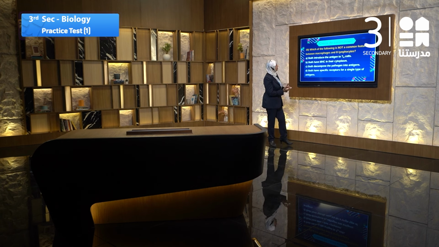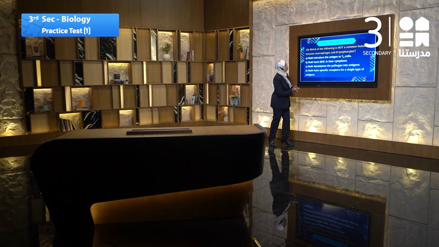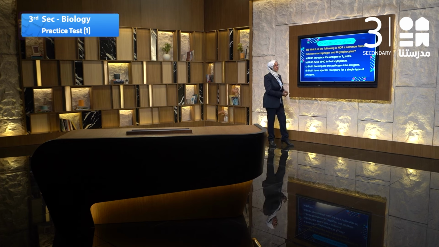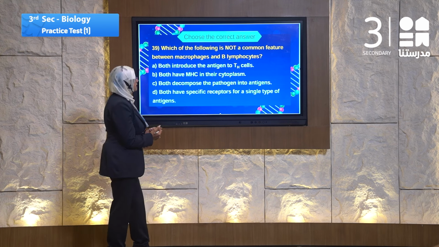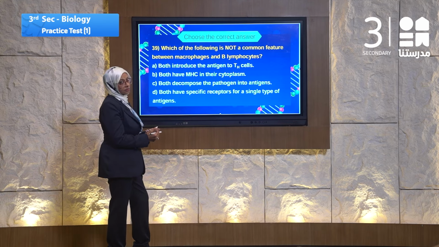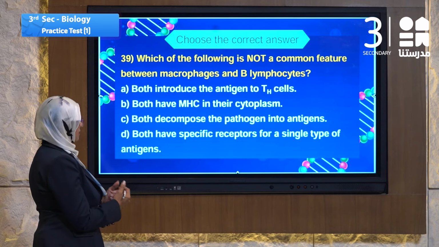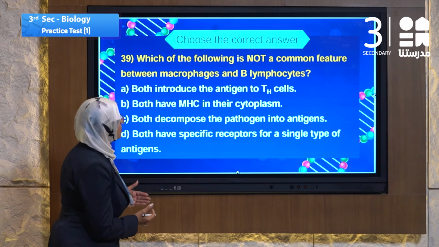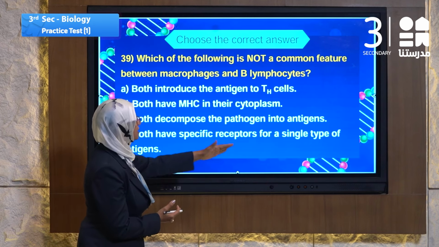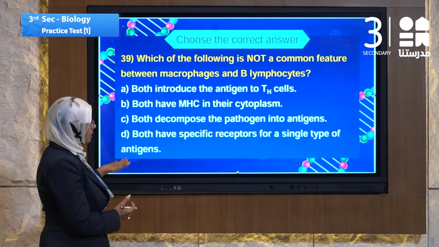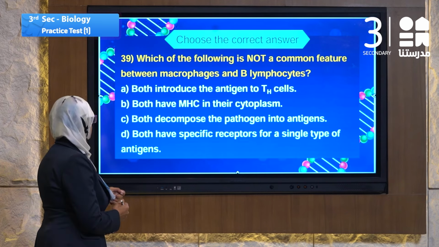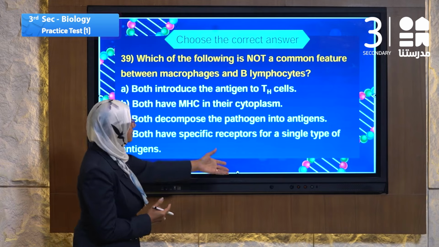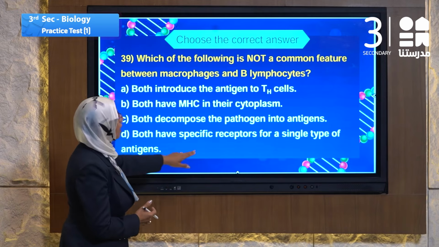Number A, both introduce the antigen to T helper cells. Number B, both of them have MHC in their cytoplasm. No. Let's think. Both of them decompose the pathogen into antigen. That means translate it into antigen. Okay, both of them have specific receptor for single type of antigen.